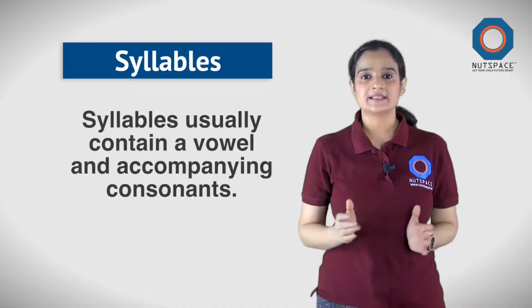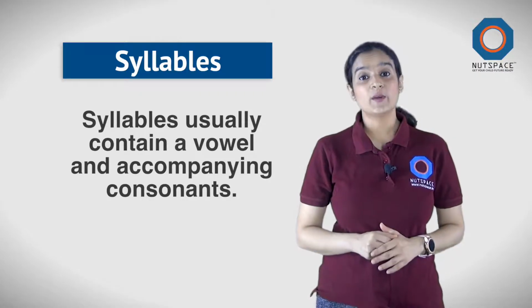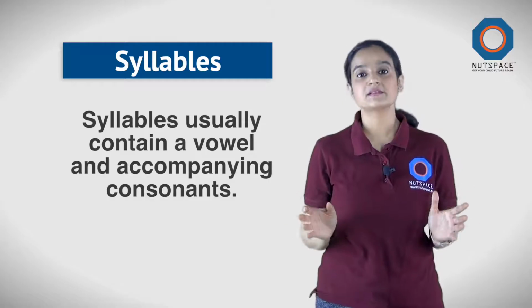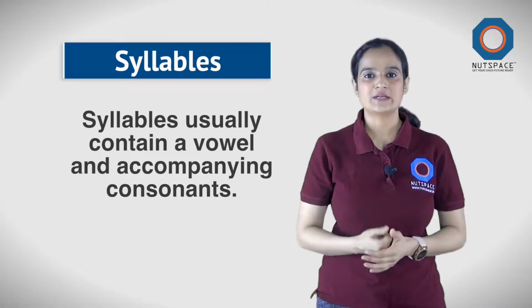Syllables usually contain a vowel and are accompanied by consonants. An easy way to figure out how many syllables a word has is to clap it out. You can try it with your own name.